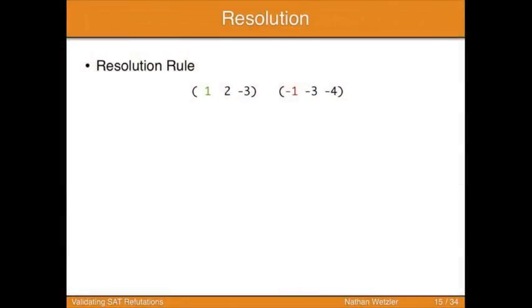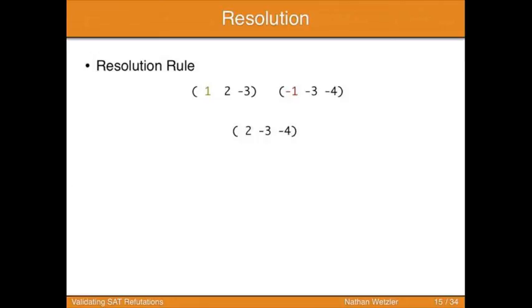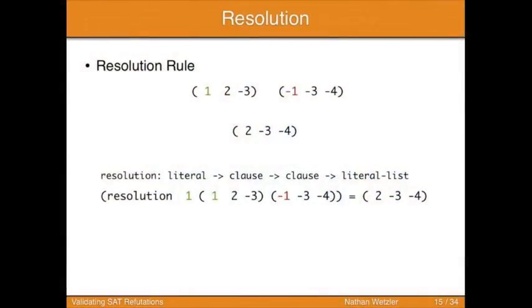Another way to establish redundancy is by using resolution, and this is part of the resolution proofs I was mentioning earlier. Given two clauses, with a positive version of the literal in one and a negative version of the literal in the other clause, we can create either a new clause or a tautology by removing the literal that we're resolving on and taking a union of all the other literals. So here, given the two clauses above, we've constructed a new clause: 2, negative 3, negative 4. And this clause is implied by the two clauses above.